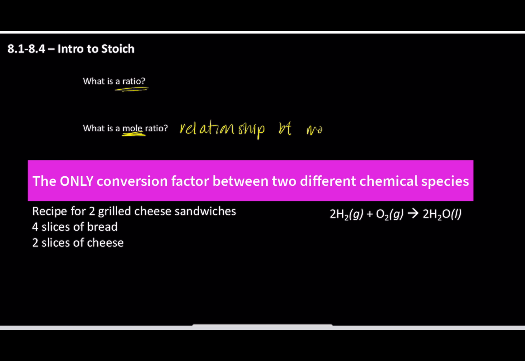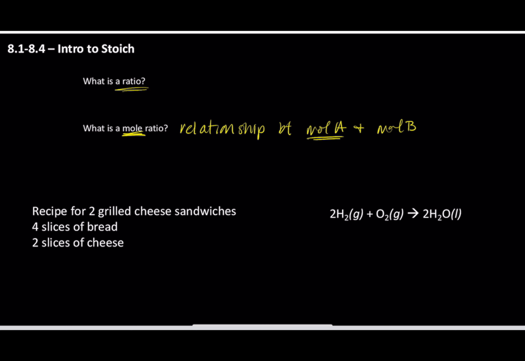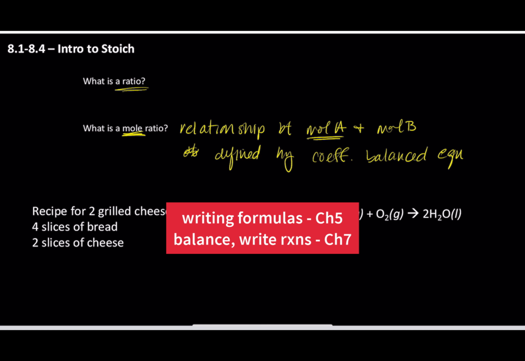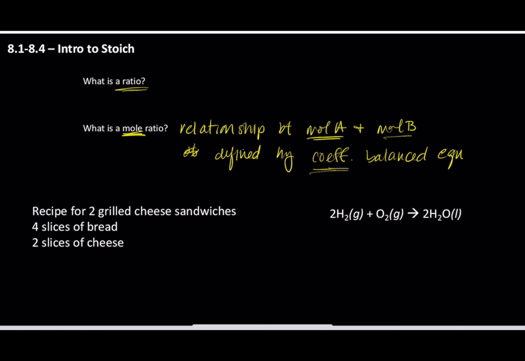between moles of substance A and moles of substance B, defined by the coefficients of a balanced equation. So note that there are a couple of things in here. One, this implies that you can write correct formulas for reactants and products. Two, that you can balance that equation and then use those coefficients to relate moles of A to moles of B, where A is any one substance and B is any other substance.